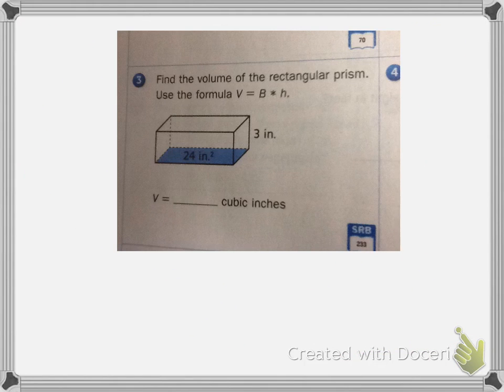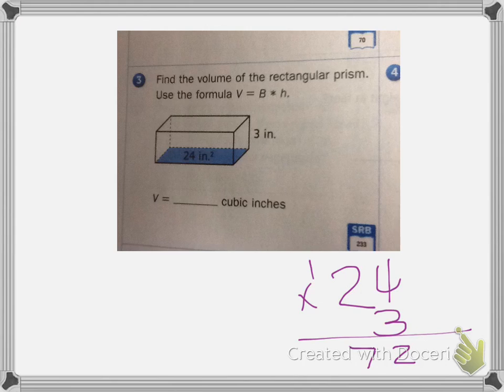Number 3 says find the volume of the rectangular prism. Use the formula volume equals the area of the base times the height. So the area of the base is 24 times the height is 3. 3 times 4 is 12. 3 times 2 is 6, plus 1 is 7. So the volume is 72 cubic inches.